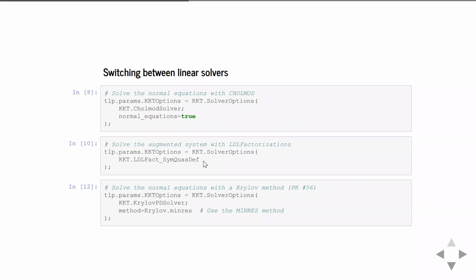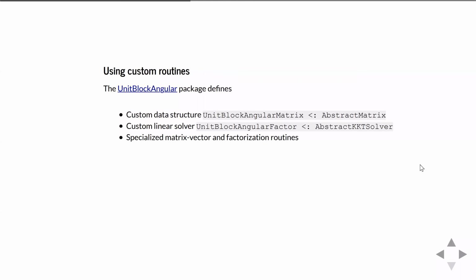If you wanted to use an indirect method, like a Krylov method, that's a PR that's in progress, but soon it should be merged. So you just say that you want to use the Krylov positive definite solver and, for instance, the MinRes method. And so just setting these parameters will then select the right linear solver and implementation that you want. So these are, let's say, default supported solvers that are existing in the code and that you can use without having any additional dependency. You can also use custom routines.